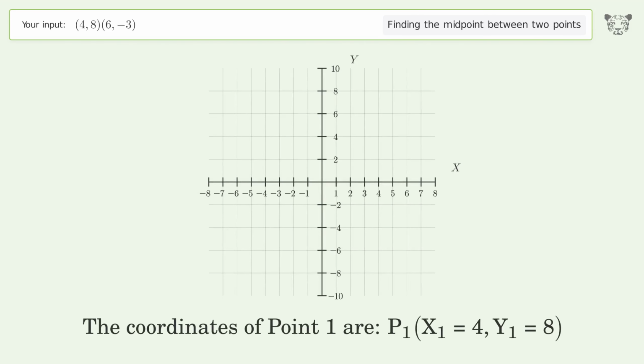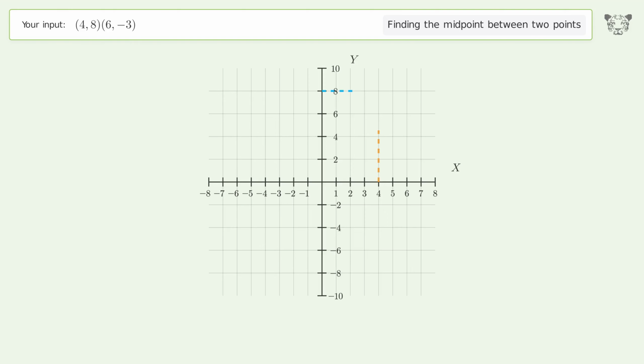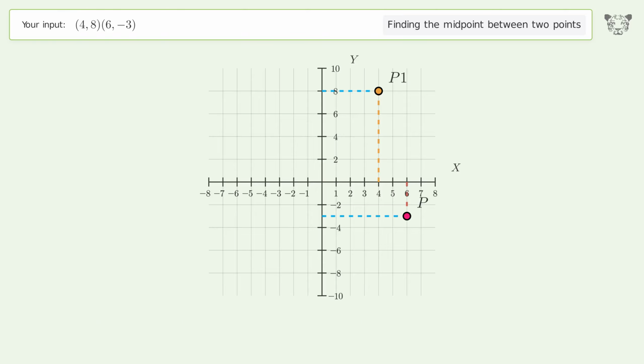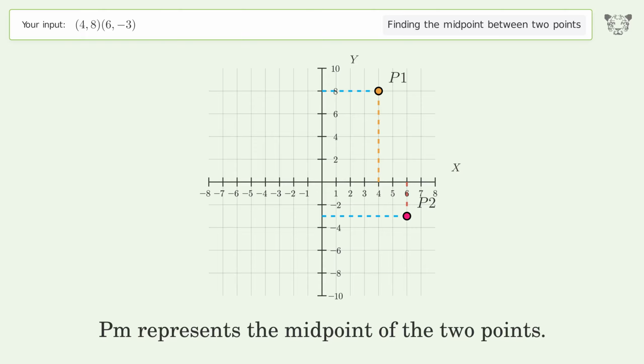The coordinates of point 1 are x1 equals 4, y1 equals 8. The coordinates of point 2 are x2 equals 6, y2 equals -3. PM represents the midpoint of the 2 points.